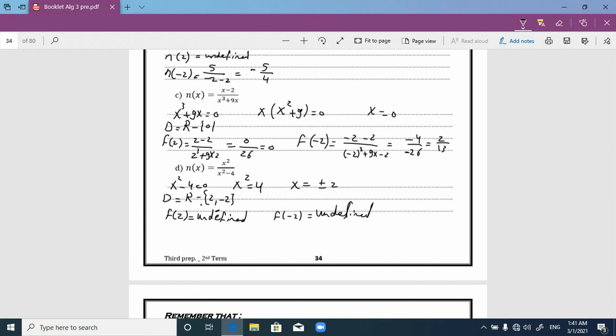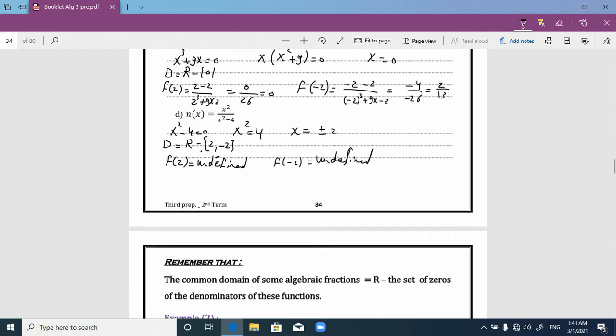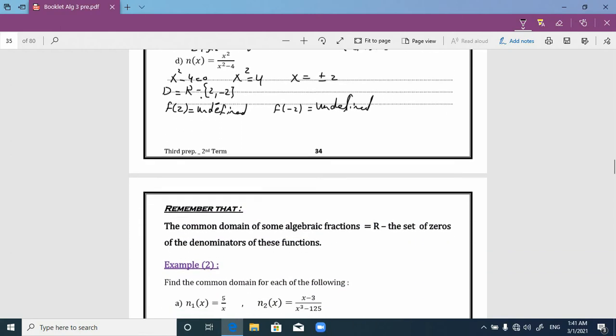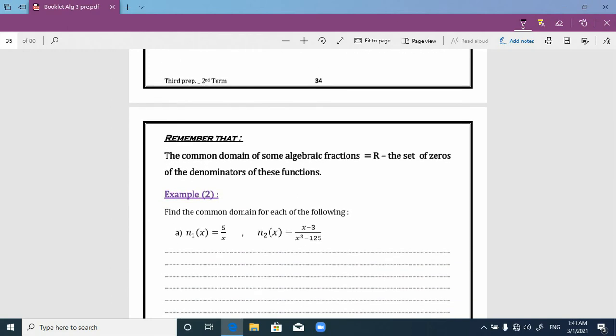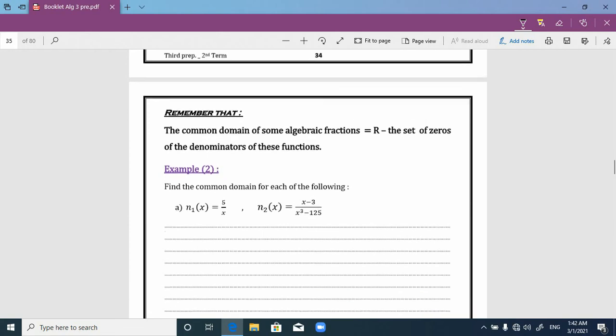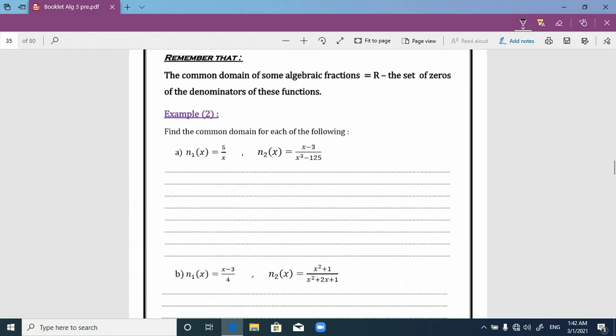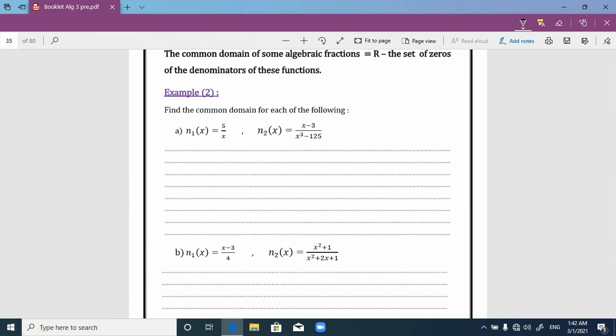Okay, another title about this lesson is common domain. The common domain of some algebraic fractions equals R minus the set of zeros of the denominators of these functions. Let's see an example of this title. Find the common domain for each of the following.